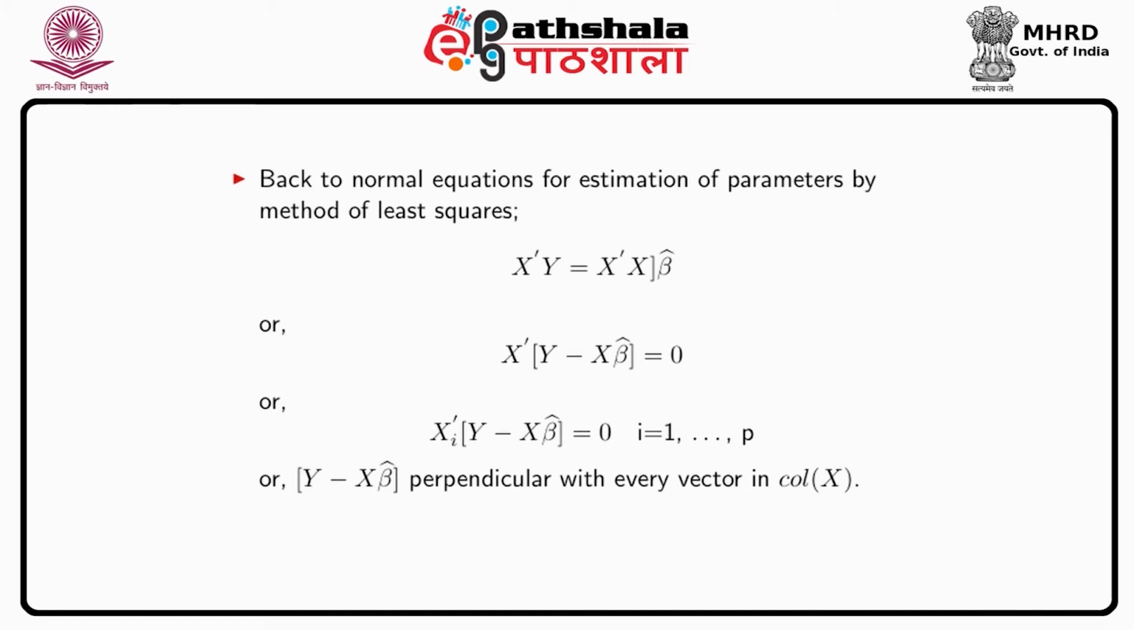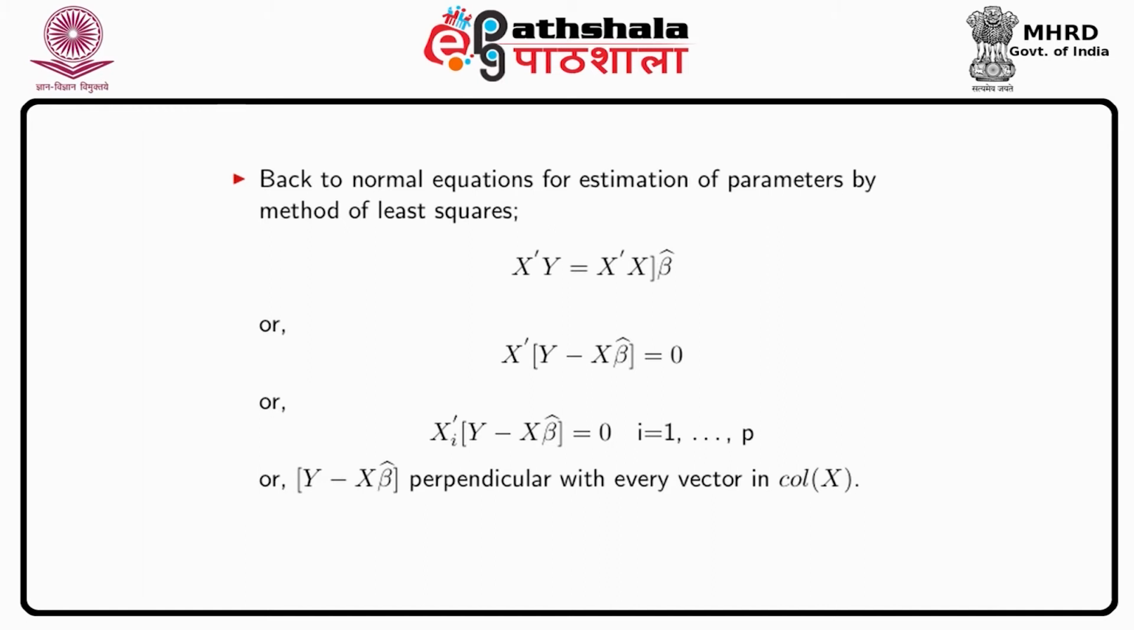Or we can write X as a partition of row vectors as x1', x2', ..., xp', where each of these primes constitute the rows, multiplied by (y - X beta hat), which equals 0.